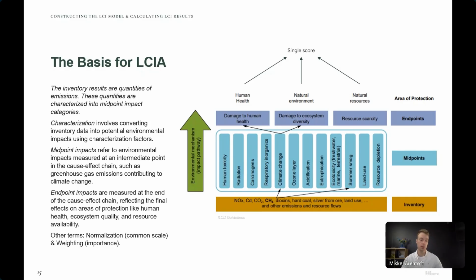Another term is normalization, which is when the results are scaled to a common reference. It could be internally according to the highest score, or externally, for example, to one European person's yearly consumption. As we talked about previously, the results of an LCA are not absolute. So how will you know if 2 tons of CO2 equivalent is a lot or if it's not a lot? But this also depends on what you compare it to. So it's also viewed as being some degree of subjective.